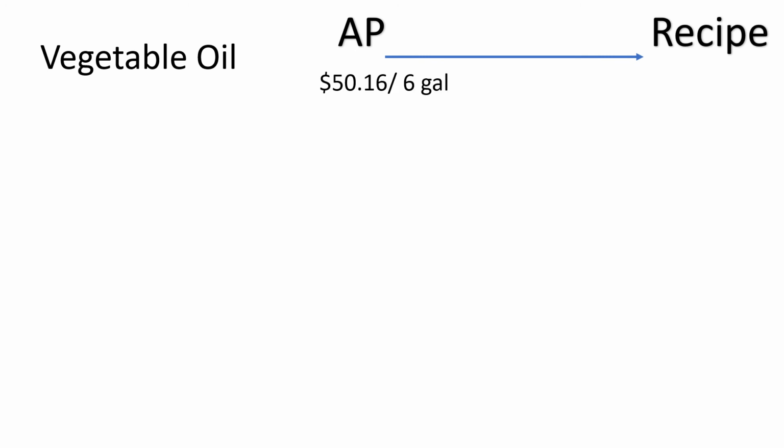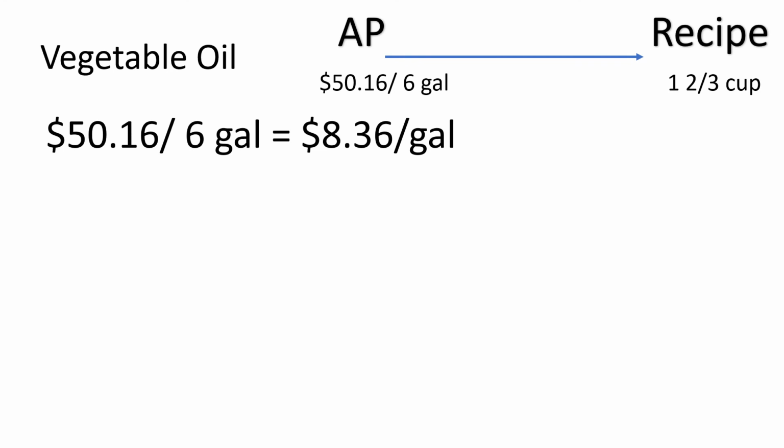Vegetable oil, $50.16 per 6 gallons. And we need 1 2/3 cups. Now this is interesting. Okay, when we did a gallon of lemon juice, what unit did we go to? Ounces. Do we have to go to ounces here? No, we don't. We're going to cups.